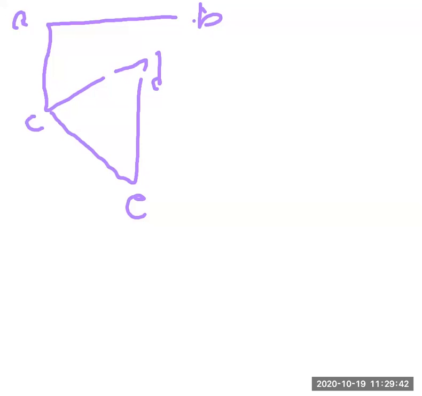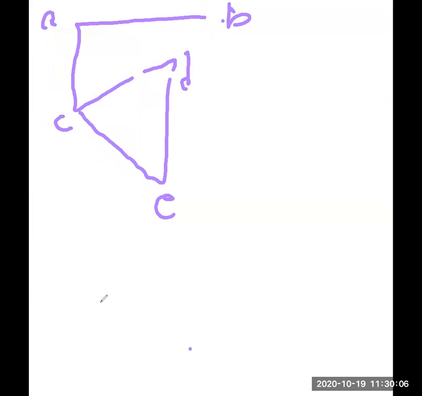Now, as the definition says, a tree is a connected undirected graph with no simple circuits. So what does this mean? It means that an undirected graph is a tree if and only if there is a path between any two vertices. Now, let's move on to a new definition.